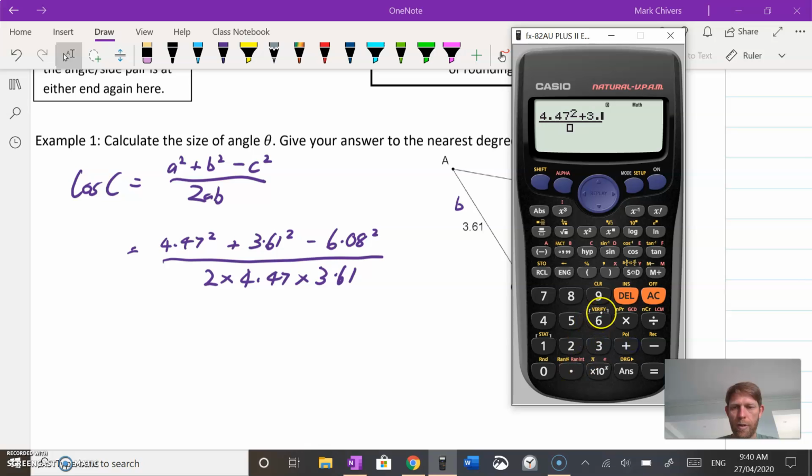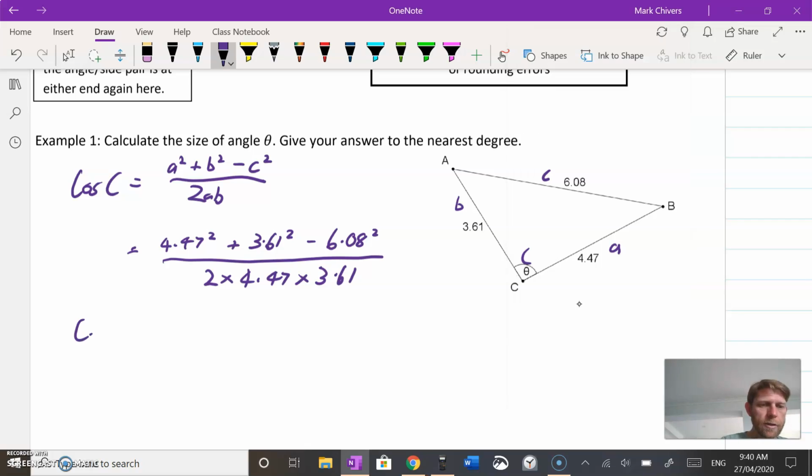Plus 3.61 squared minus 6.08 squared, and that's going to be over 2 times 4.47 times 3.61. Okay, so at this point I just press equals, and that's going to give me something that's rather nonsensical.